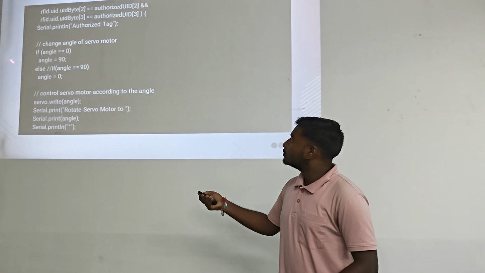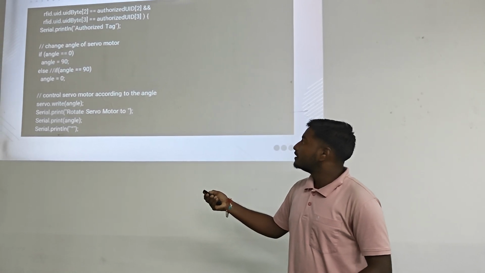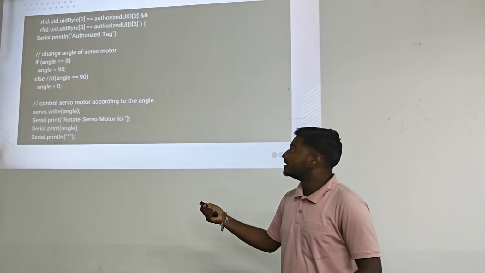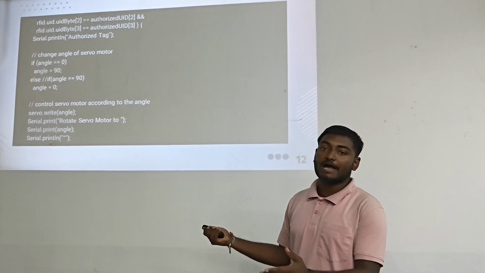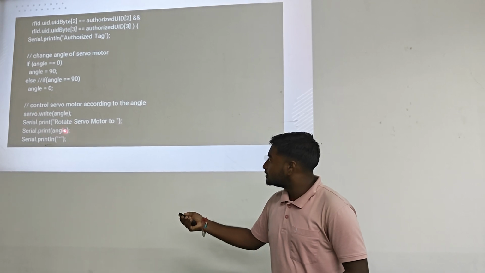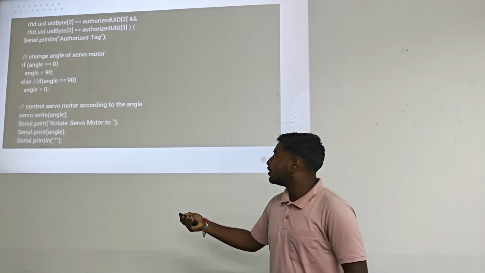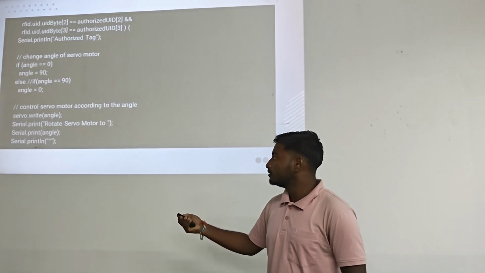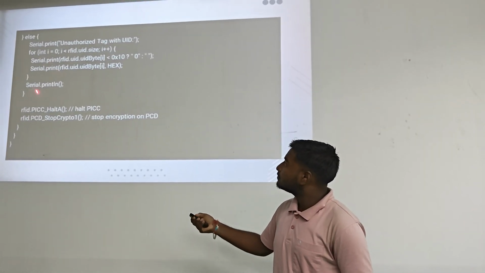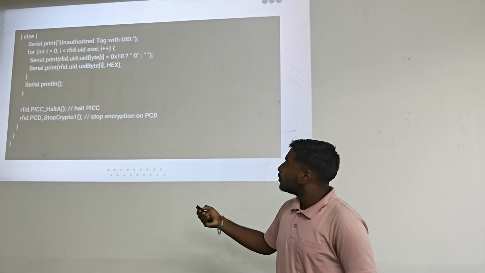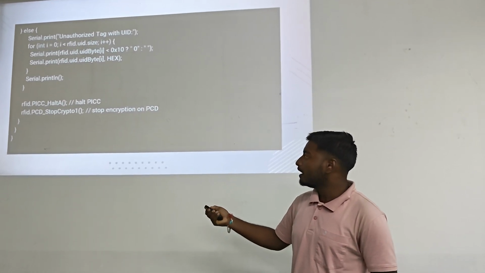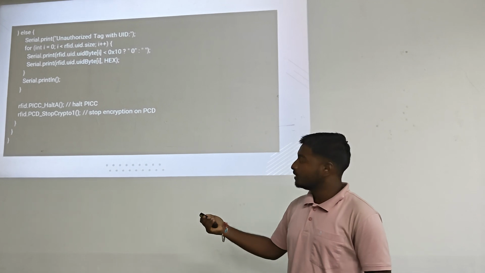Now in this condition portion, the servo motor is set at 0 degrees, or we can say it is reset back to 0 degrees. Here in this portion we have also printed the values on the serial monitor. In this last part we have set up the halt and encryption of the Arduino and RFID communication.